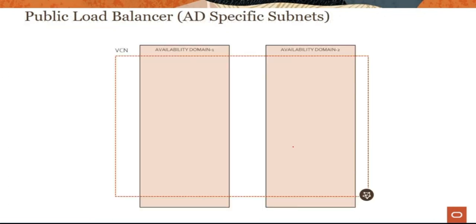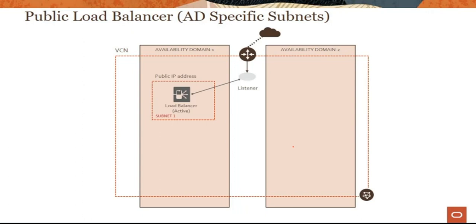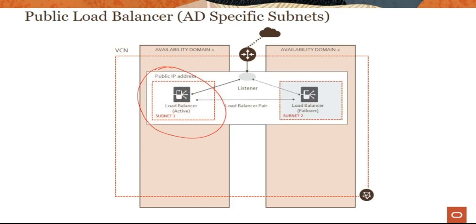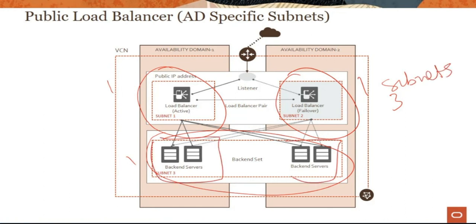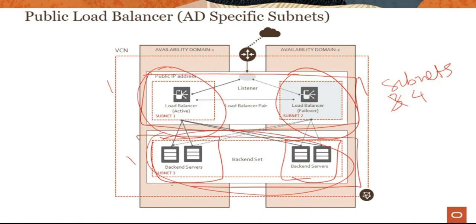Now, if in the previous example we used a regional subnet, in this one we have AD specific subnets. So the only difference is now my load balancer is running in a subnet which is in AD1, and the other failover is running in another subnet which is in AD2, and my backends are in this regional subnet. So here we have three subnets in total. If these were broken down into their own AD specific subnets, we would have four subnets here. Instead of three, we would have four. In the previous example, this was a regional subnet and this was a regional subnet as well. So instead of four, we just needed two regional subnets.